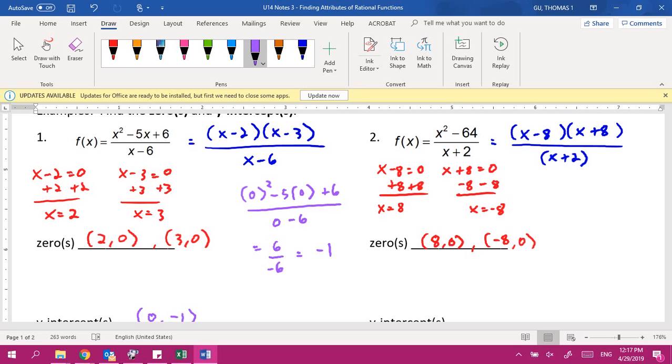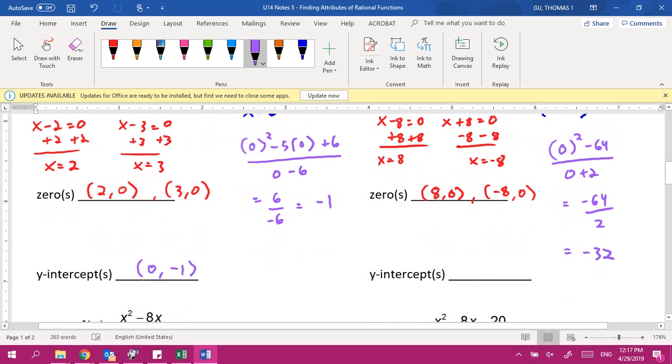Plug in 0 for x, you can plug in either one. There's nothing canceled out here, so you can choose either one. So if you want to do the left, you can do left. If you want to do the right, you can use the right. If I plug it into the original though, it's going to be 0 squared minus 64 over 0 plus 2. What does that simplify to? Right, negative 64 over 2, which then reduces to? Negative 32. Very good. So what is the y-intercept? 0, negative 32. Nice.